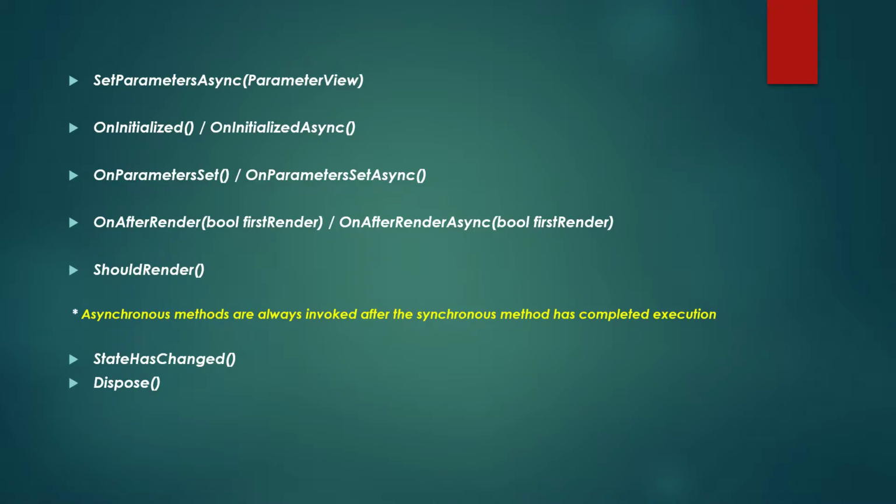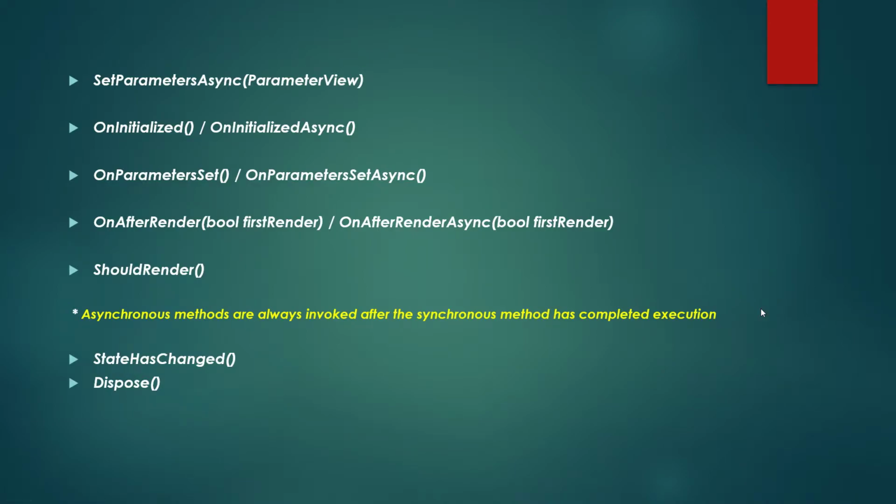The first one is SetParametersAsync. Now this is the first method that is executed when the component is created. This method sets the parameters that are provided by the parent component. It has a parameter called ParameterView. Now this ParameterView contains all the values for every property that is marked with the attribute called Parameter or CascadingParameter in the component.